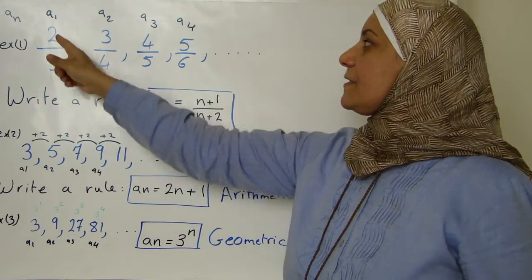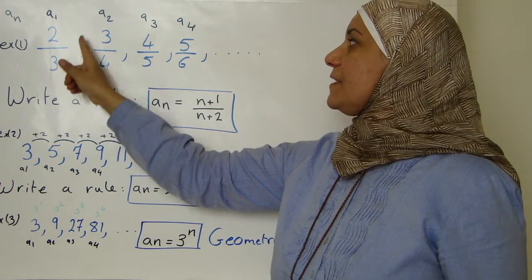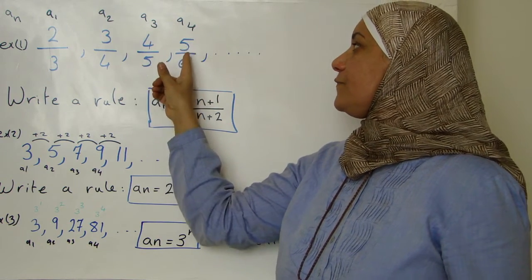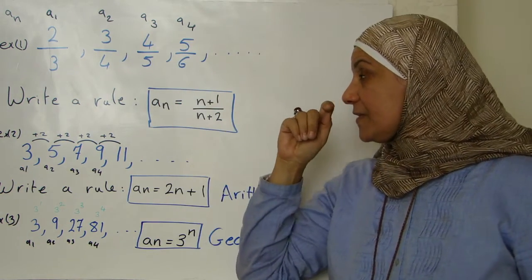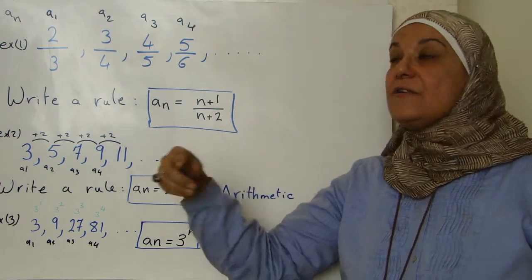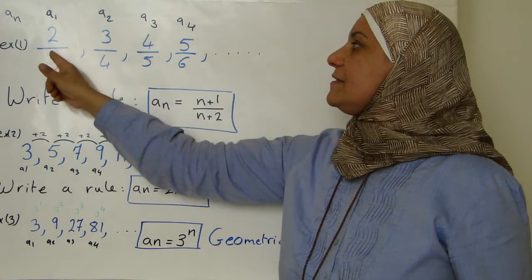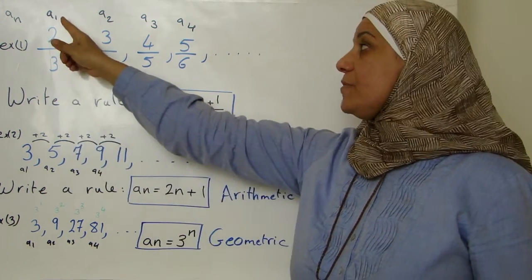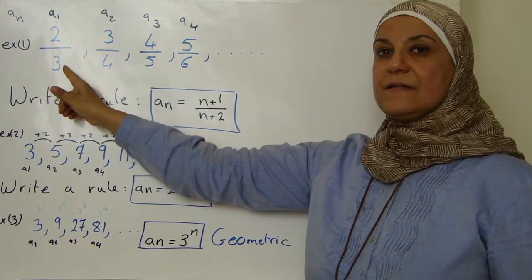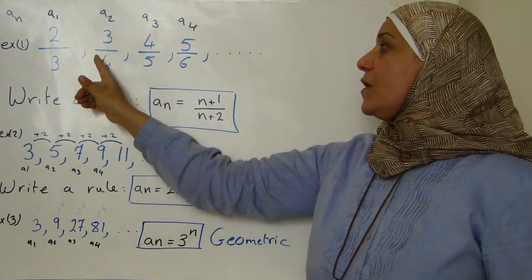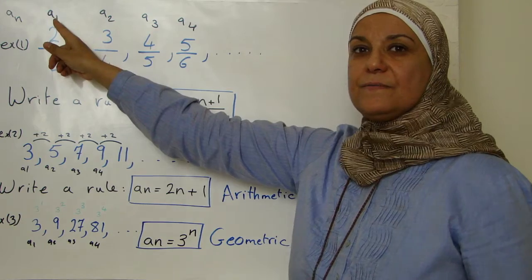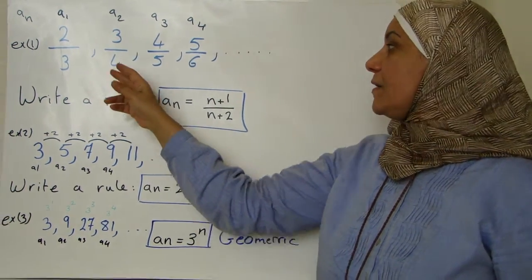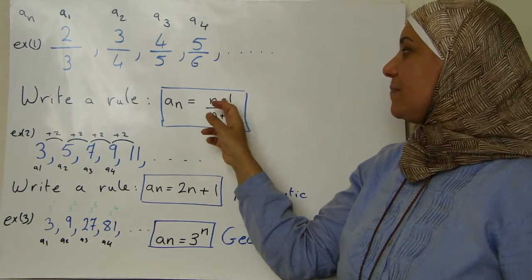Example. A1, 2 over 3, A2, 3 over 4, A3, 4 over 5, A4, 5 over 6. Let's try and find a relation between the numerator and the term number. Term number 1, 2. Term number 2, 3. What is the relation between the 2 and the first term? It is 1 more than the term number. So I'm going to have n plus 1.